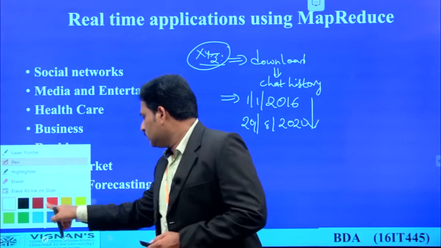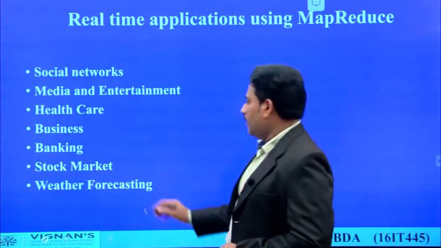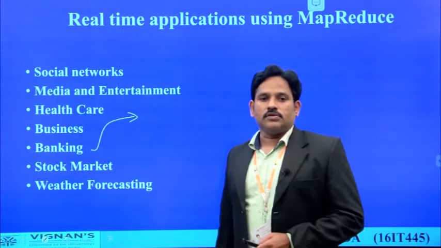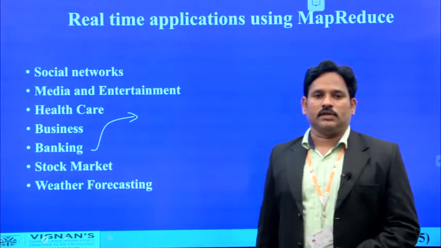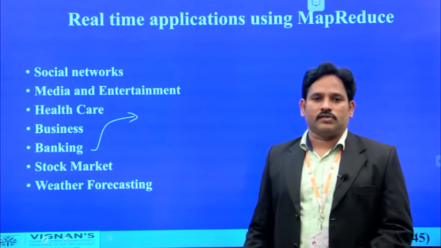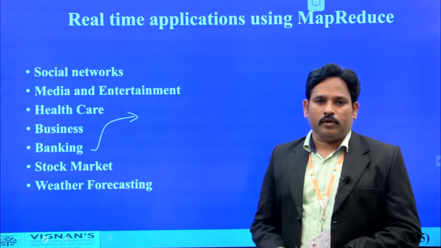Now, let us take another example. Now, we will go for the banking example. How is MapReduce going to be used in the banking example? Whenever they want to analyze the customers' information, customers' behavior, their purchase history, in order to find out the loyal customers of the bank. Now, let us say they want to issue a loan to a particular employee.